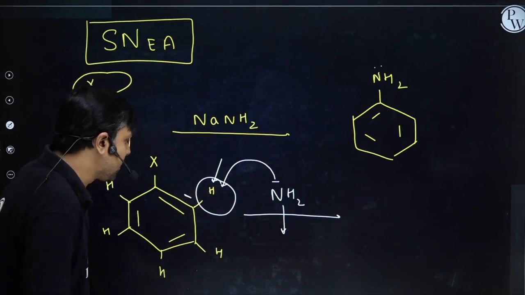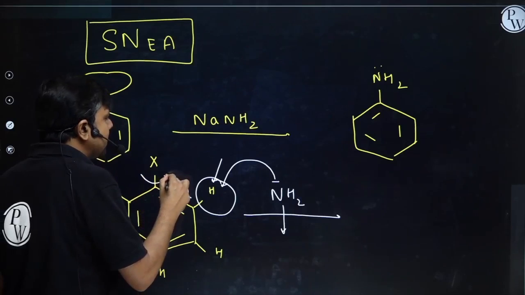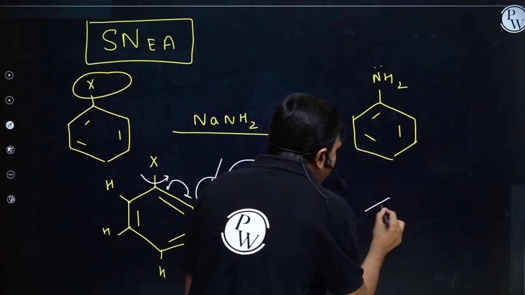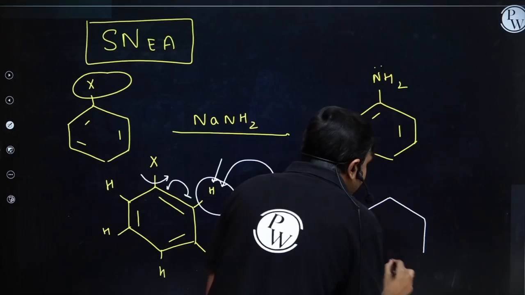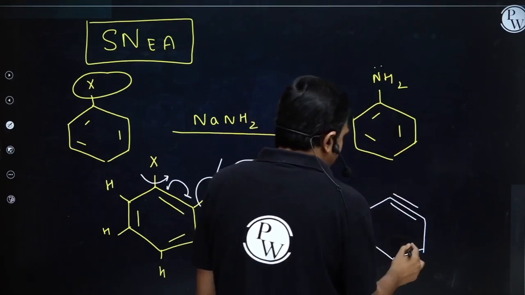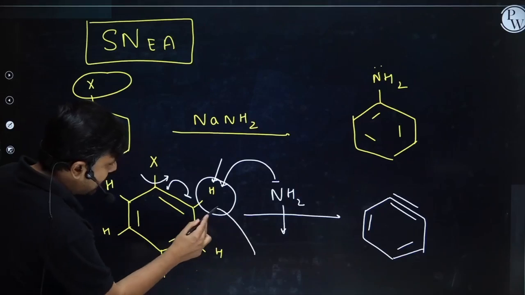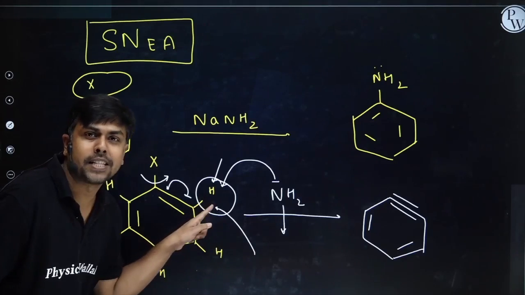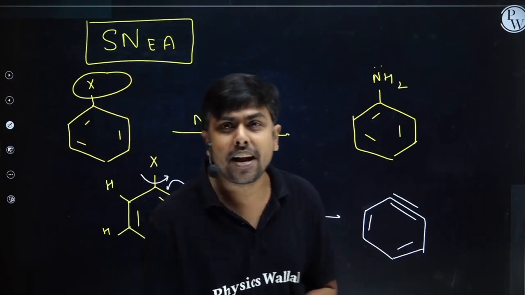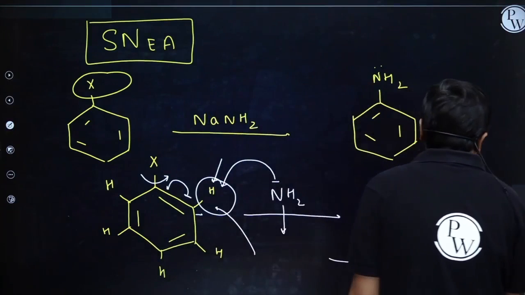Now what will this negative charge do? It will delocalize and depart the halogen in the form of a halide ion, and I will have the formation of a very unstable intermediate, and this particular intermediate is referred to as benzyne. Am I clear, students? This is my intermediate. After the removal of this acidic hydrogen, I have the formation of a carbanion here. This carbanion is getting delocalized and the halogen is departing in the form of a halide ion, and we have the formation of the benzyne intermediate.